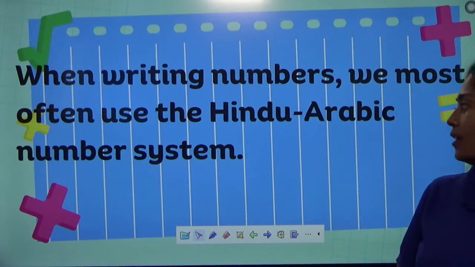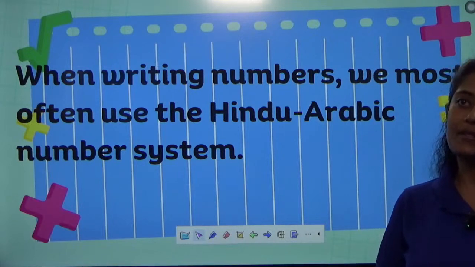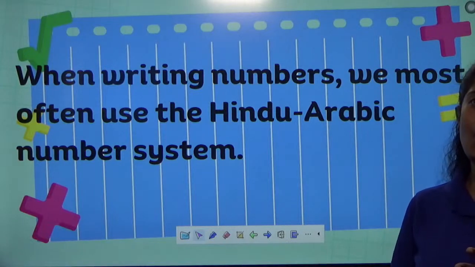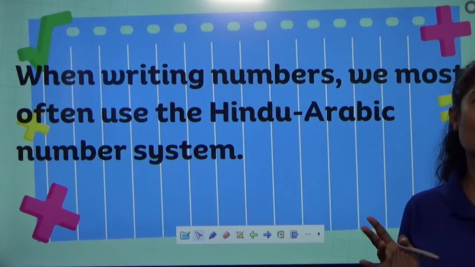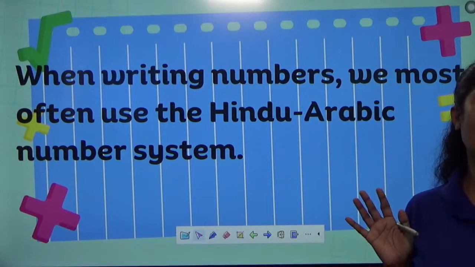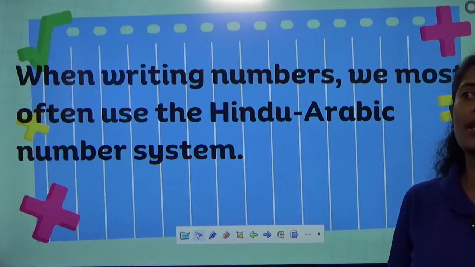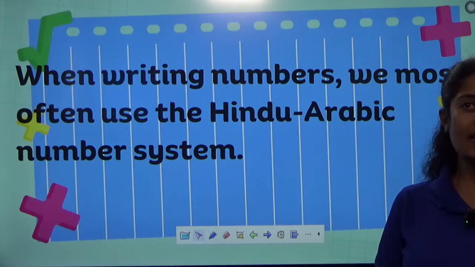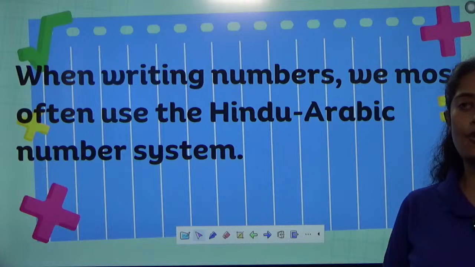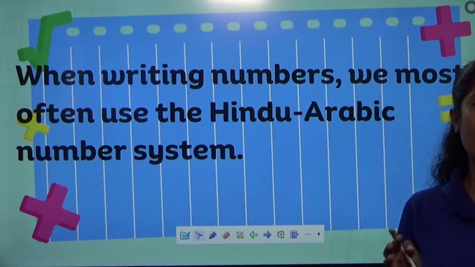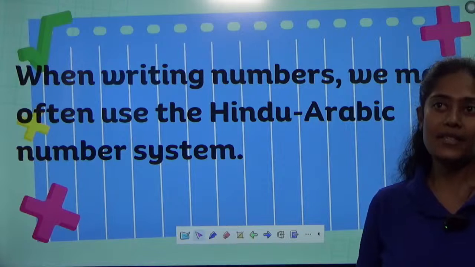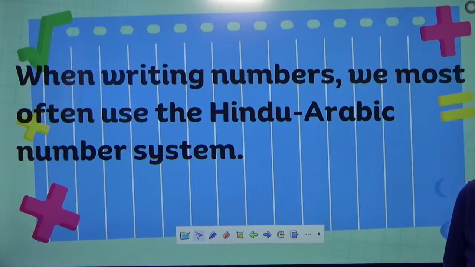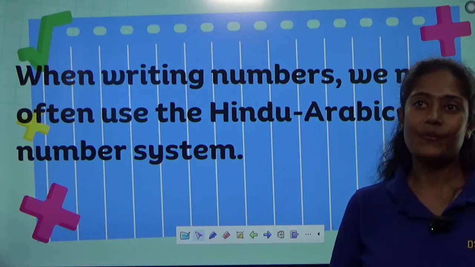So, how many numbers are there? 0, 1, 2, 3, 4, 5, 6, 7, 8, 9. Then how many numbers? 9? No, count again. 0, 1, 2, 3, 4, 5, 6, 7, 8 and 9. Not 9 numbers. With 0, there are 10 numbers, no? Is that okay?